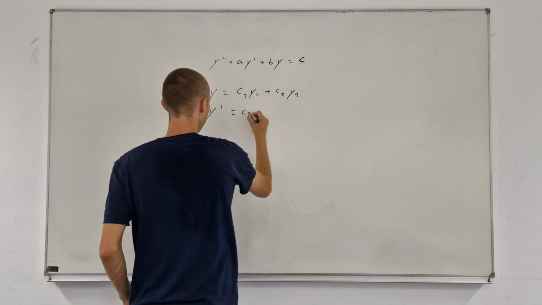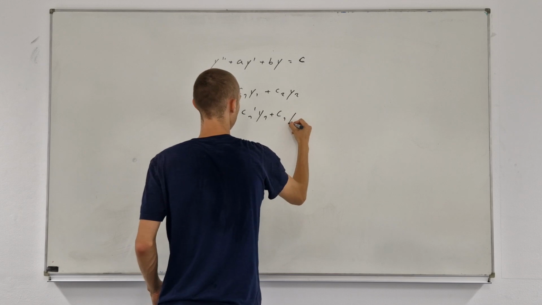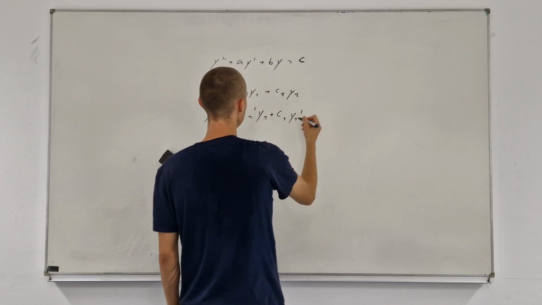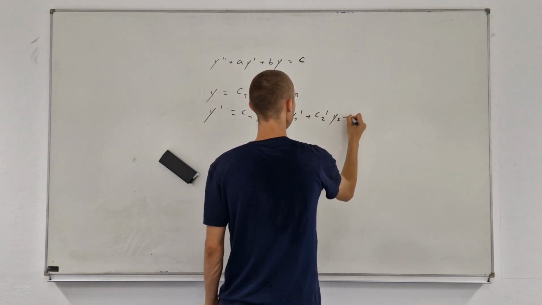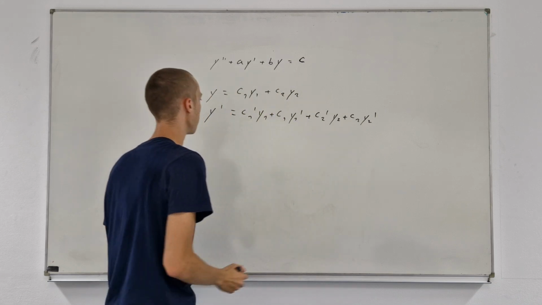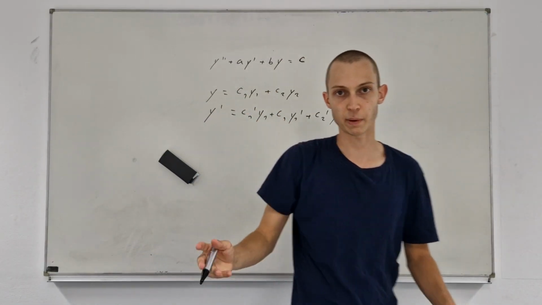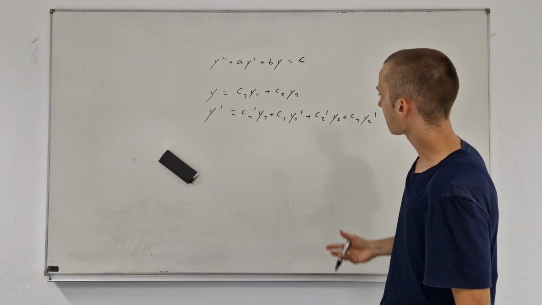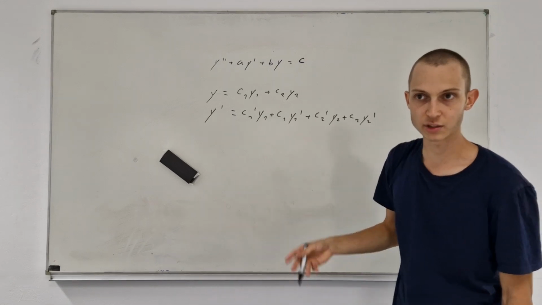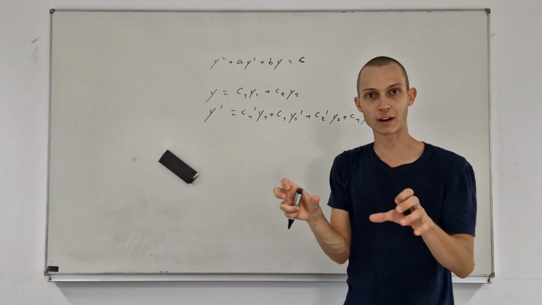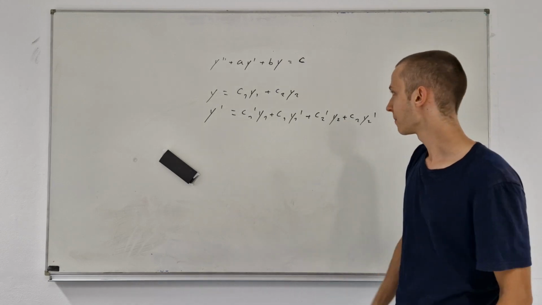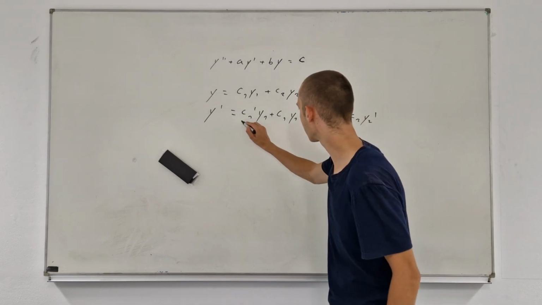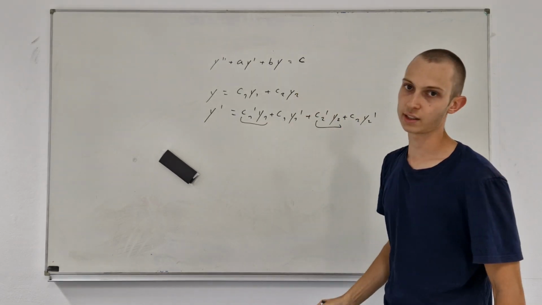So what do I do? Product rule. C1 prime y1 plus C1 y1 prime, C2 prime y2 plus C2 y2 prime. Now, here is a trick used for variation of parameters. The terms that contain C1 prime and C2 prime, the derivatives of these newly established functions that multiply the y1 and y2 from the general solution, these two terms I set equal to 0.